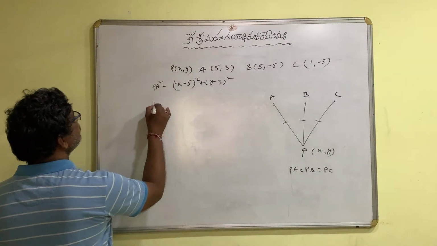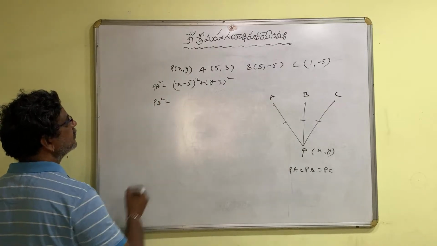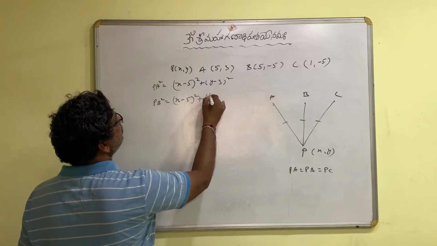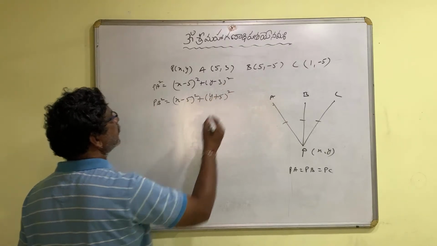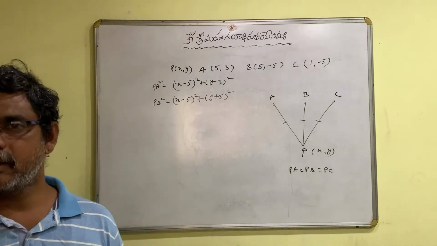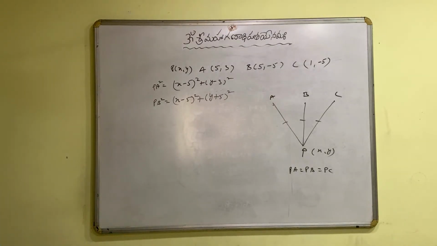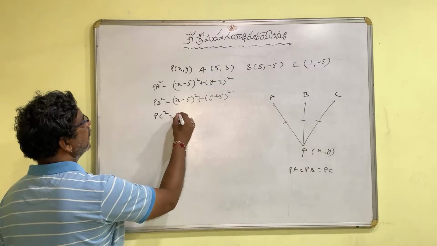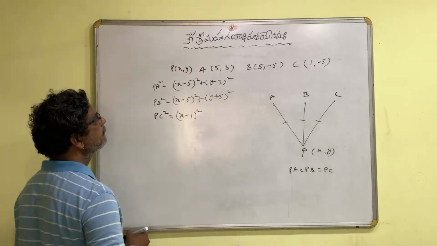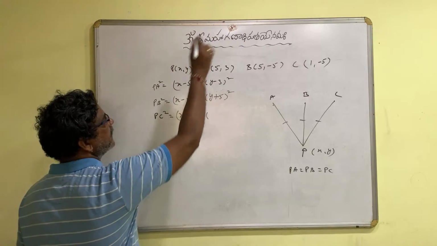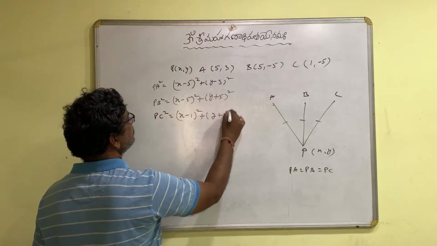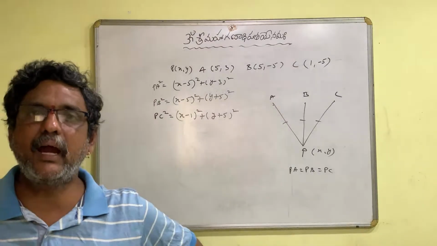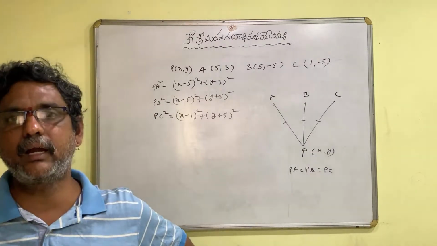Now PB. Again x minus 5 whole square plus y minus minus 5, y plus 5 whole square. Okay na? Next, PC square, x minus 1 whole square plus y minus minus 5, y plus 5 whole square. Now we got the 3 distances. We got all the 3 distances.